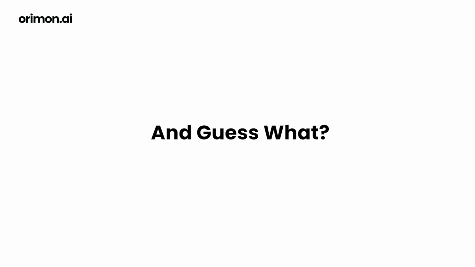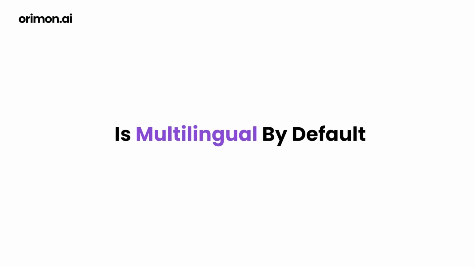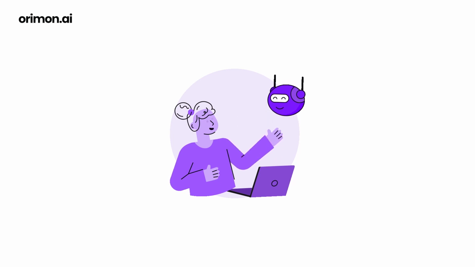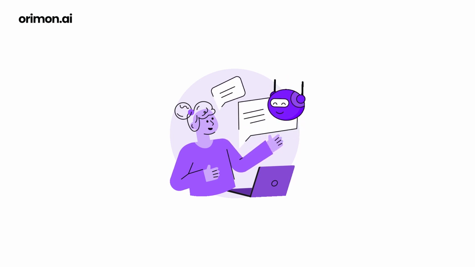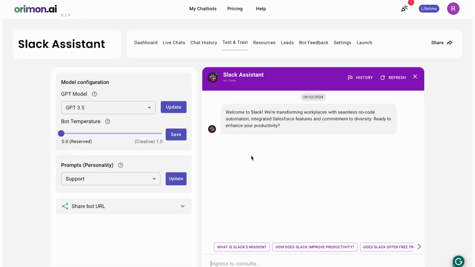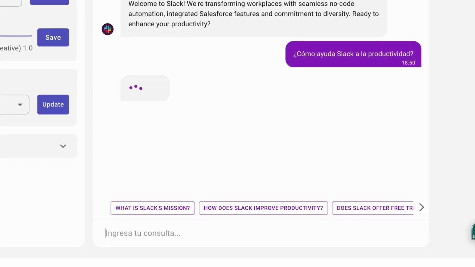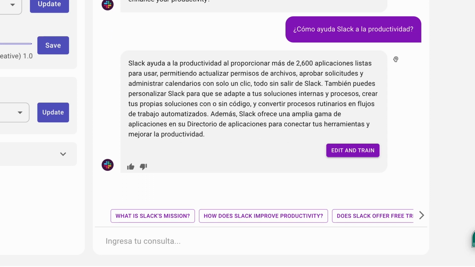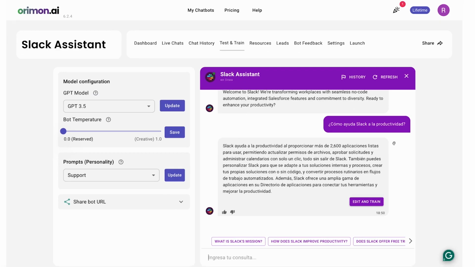And guess what? Your agent is multilingual by default. Your visitors can ask questions in the language of their choice, and your AI agent will reply to them in their language. Let's switch to Spanish and see it in action. This helps you truly unlock language barriers and target a global audience.